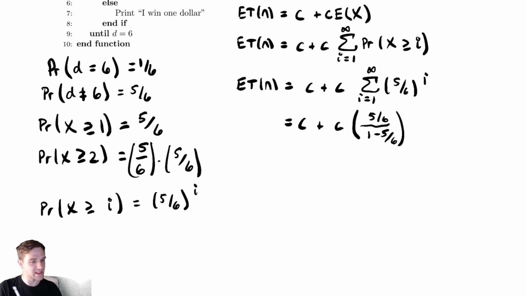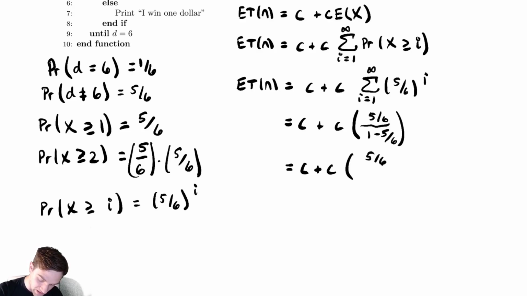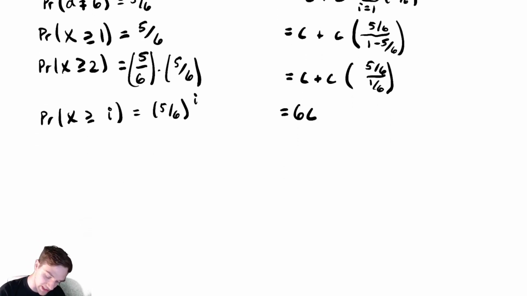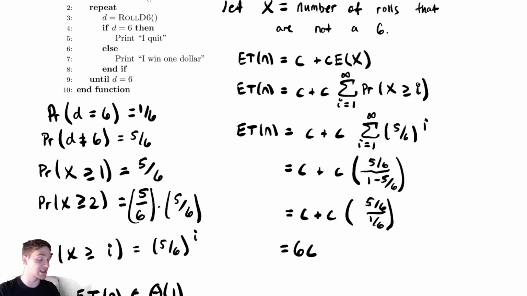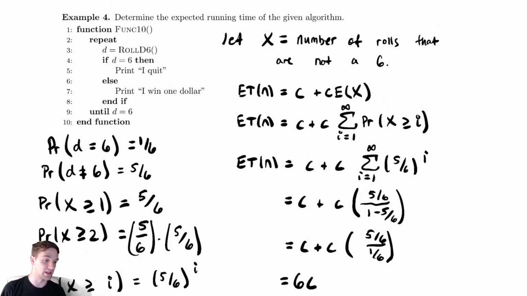And now let's simplify that just so we can see what actually happens. This is equal to C plus C times the denominator there is 1/6. That simplifies into a nice way of 6C, because that second term is 5C. And this might be what you expect. You'd expect it to take about 6 times through. And just like our previous example, the expected time is in theta of 1. Even though, as before, the worst case runtime here is going to be infinite.